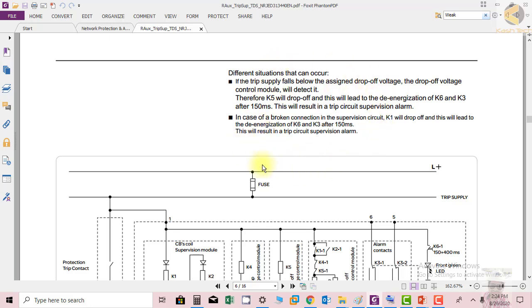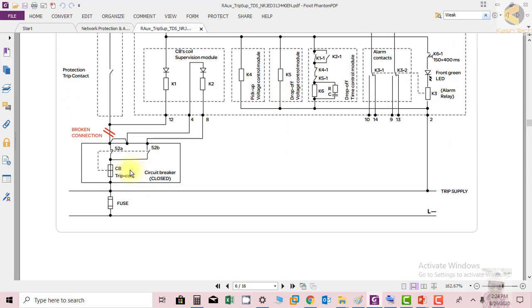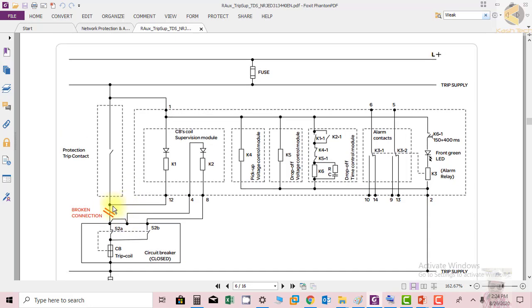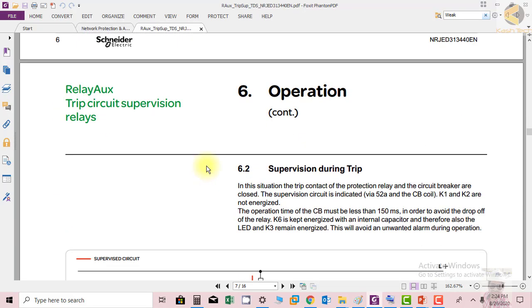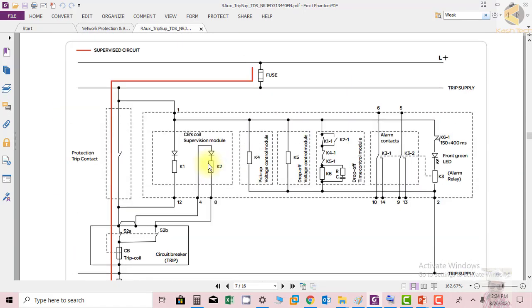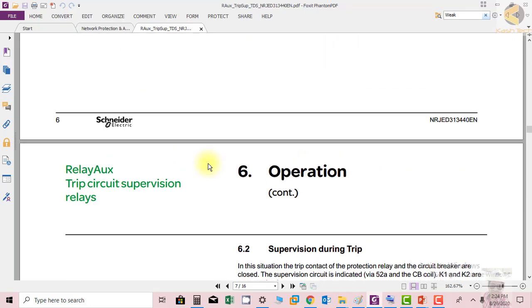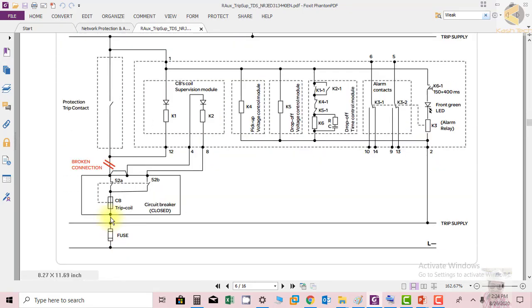In this relay it is more precise, so you can set the drop off voltage. So here, for example, the wire is broken here. So if a protection relay operates, the breaker will not trip. So this is not the condition that we want. If the wire is broken here, this relay will drop off, and K1 will be off.